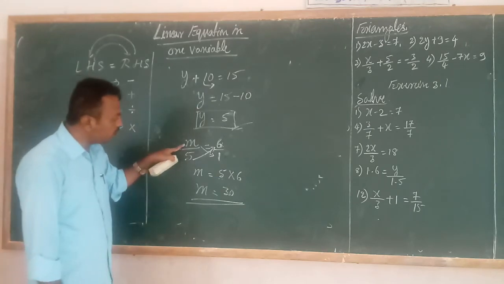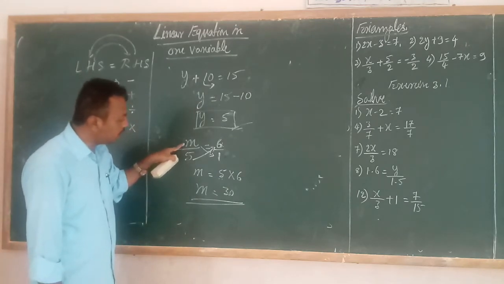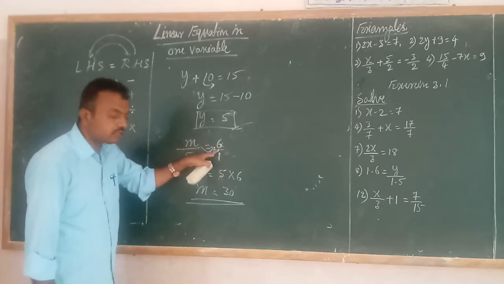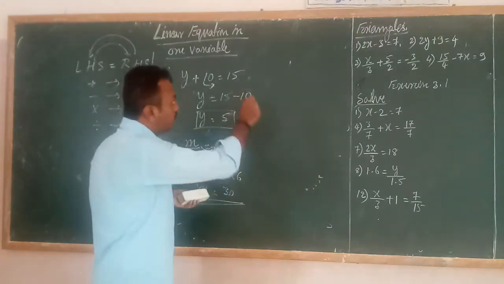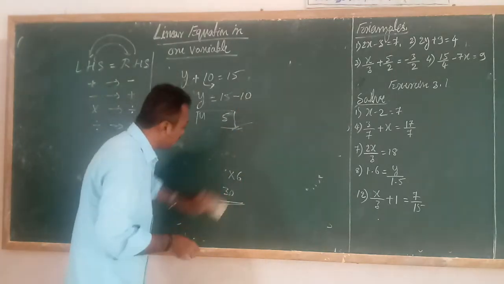If you put the m value, it will become 30 by 5. 30 by 5 will become 5 ones are 5, 5 sixes are 30, the value is 6. Is it right? Yes. So like that. One more example.